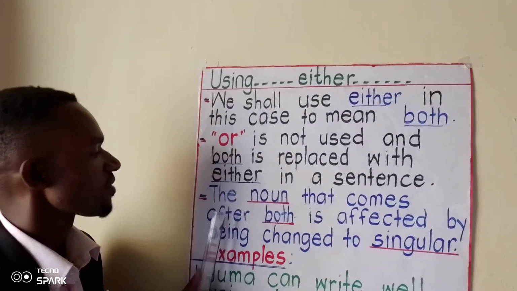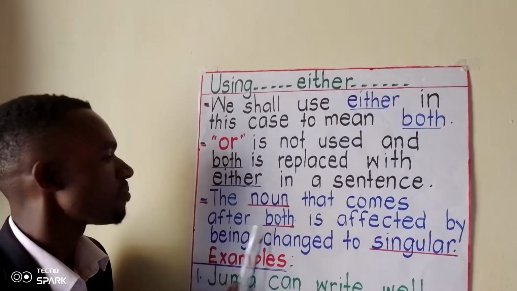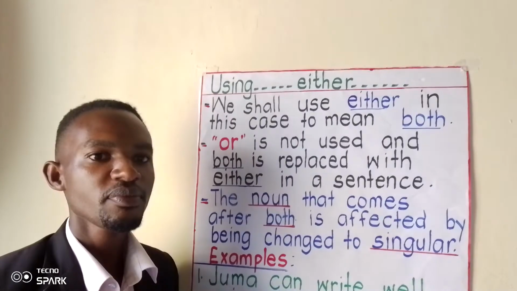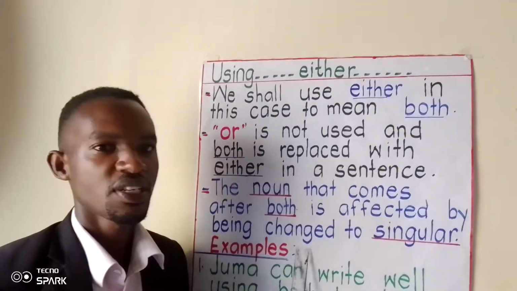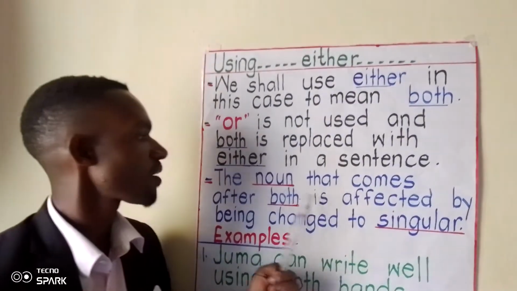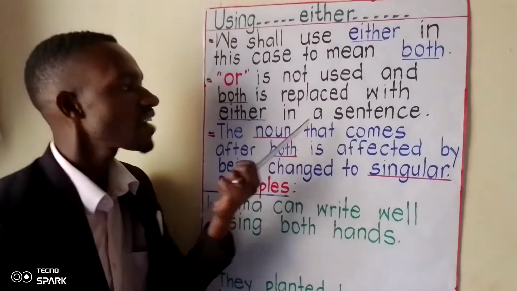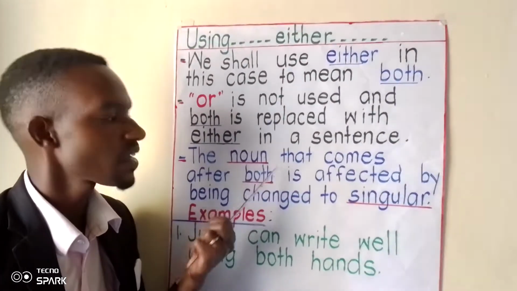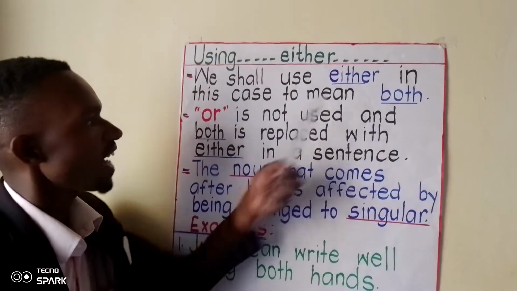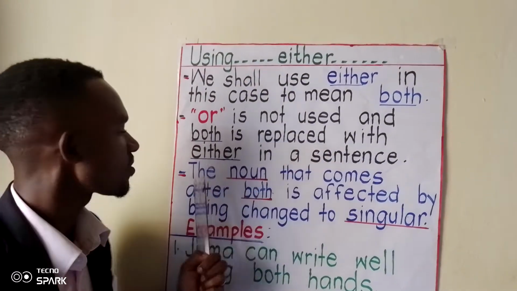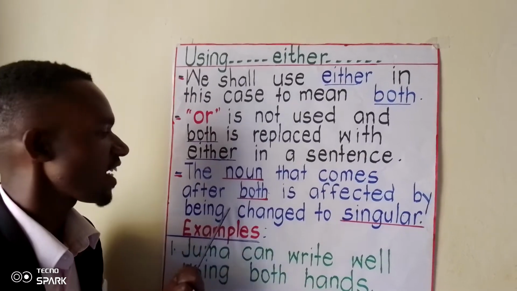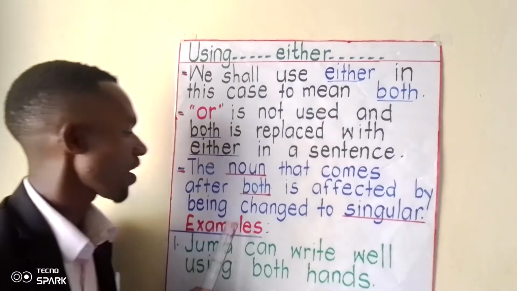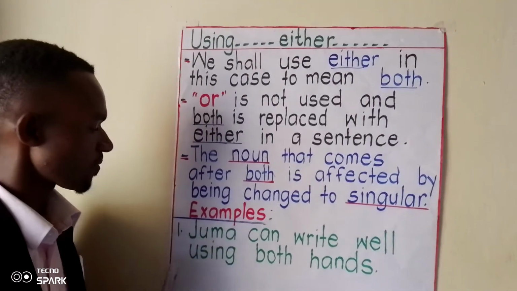Thirdly, the noun that comes after both is affected by being changed to singular form. In our examples, we shall have nouns after both, and those nouns always appear in plural form. Therefore, after using either, these nouns are affected and they end up changing into singular form, like we are going to have it in our examples.